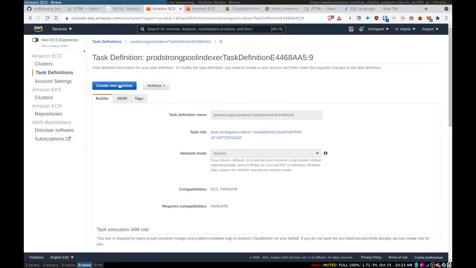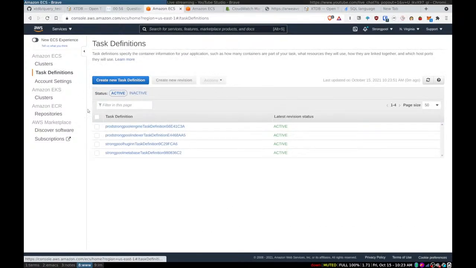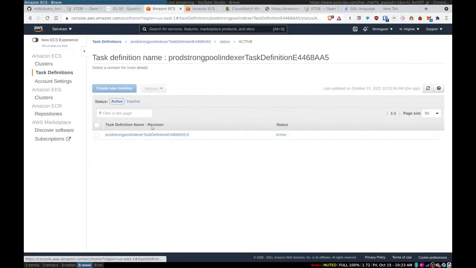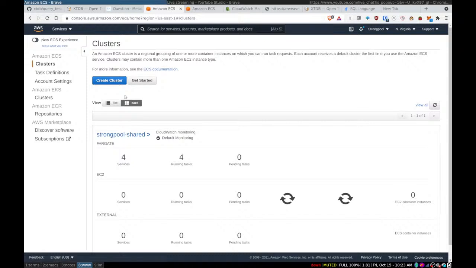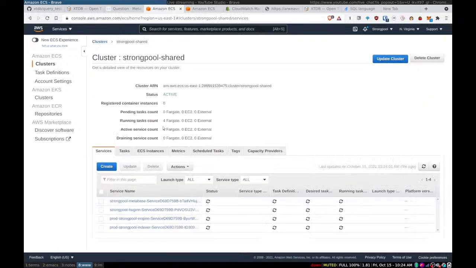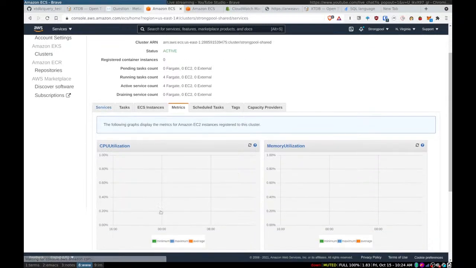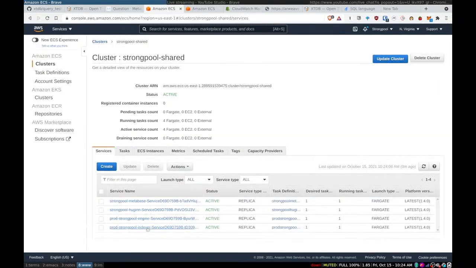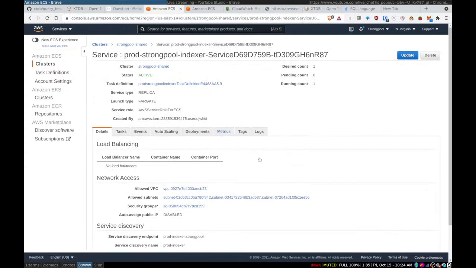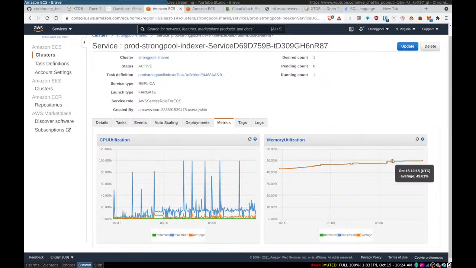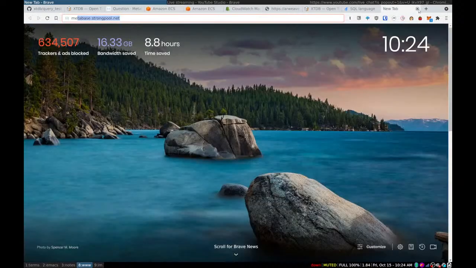Let's see, we can look at task definitions. Where is it? Indexer? No. ECS interface drives me a little nuts. Okay. We want the engine. No, I'm sorry, the indexer. Want the metrics. Just curious, we might be able to notice some of the CPU utilization here.